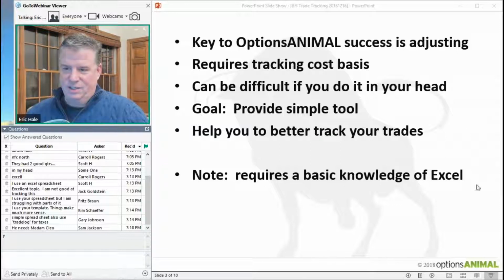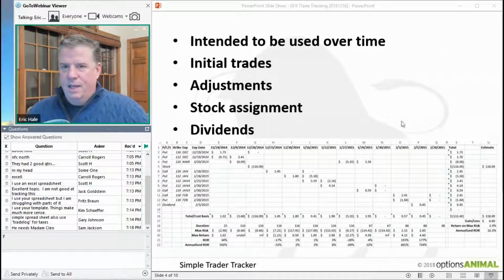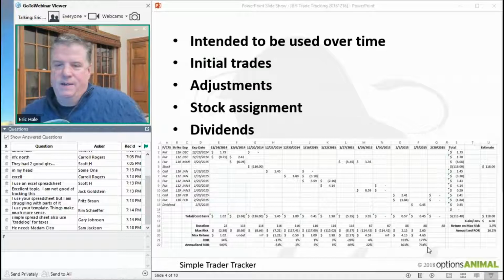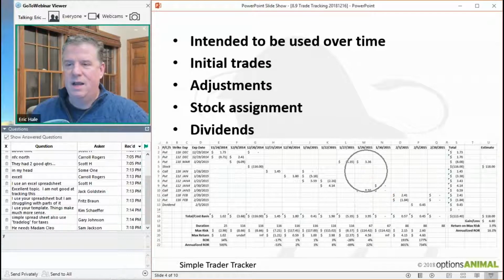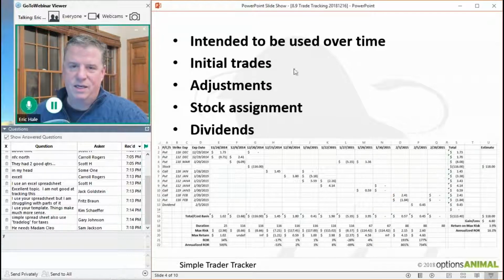I do like Microsoft Excel. That's kind of a standard. And of course, you could use Numbers if you have a Macintosh, that works as well. So this is an example of one of the trade trackers, and I'm going to go through some of the basics here, and then we'll start one from scratch. So the idea is that you would use this over time.